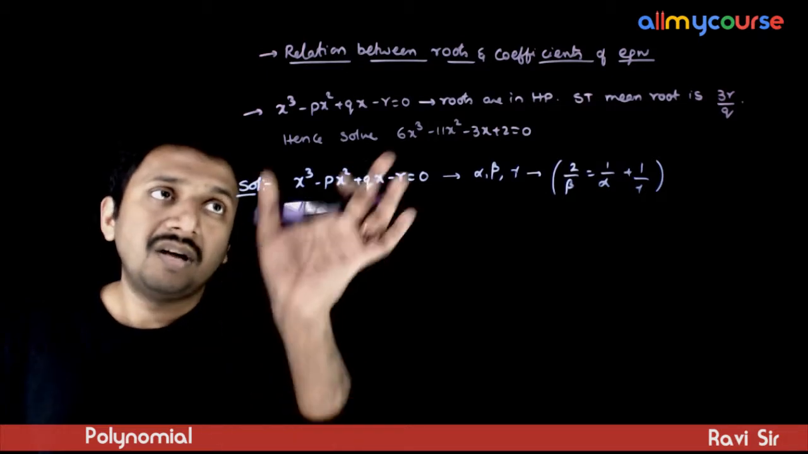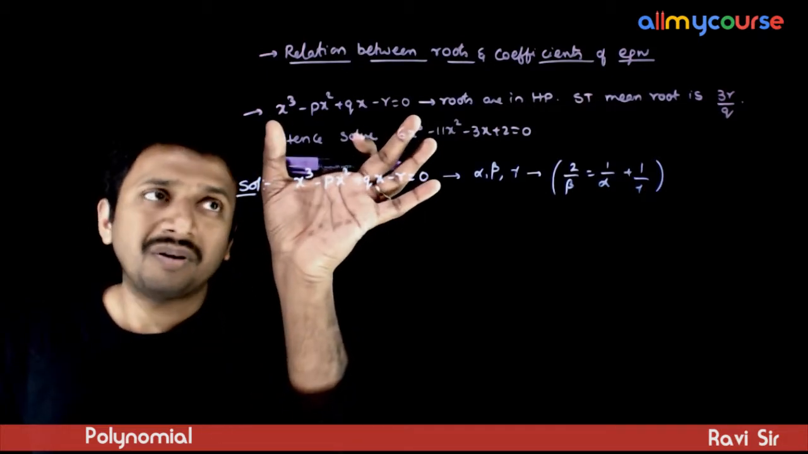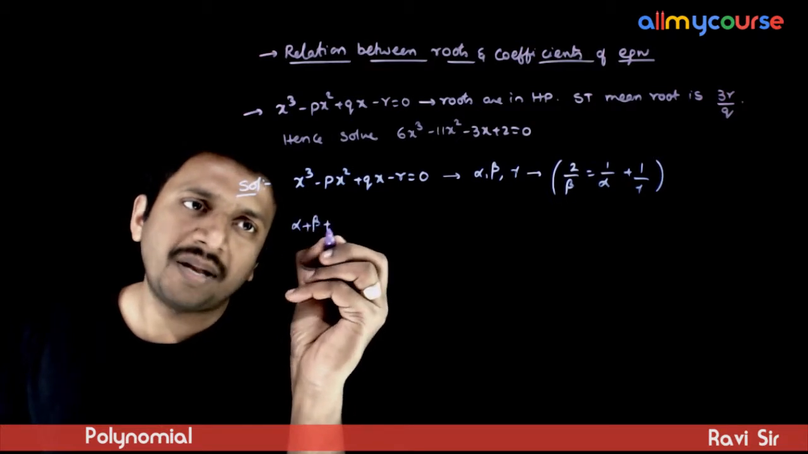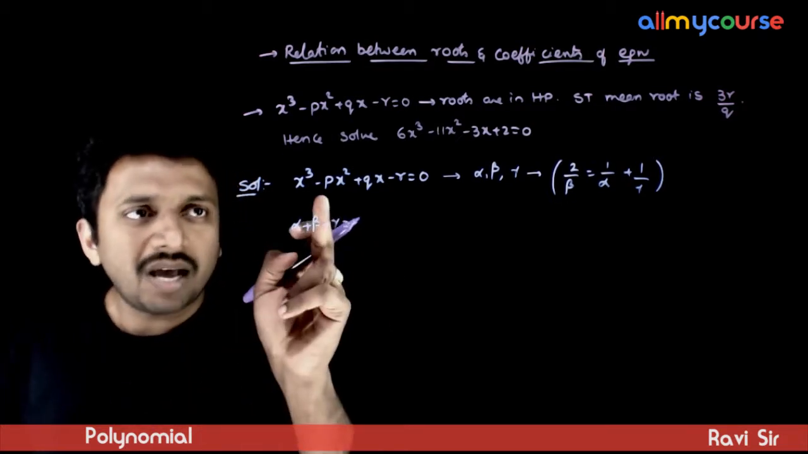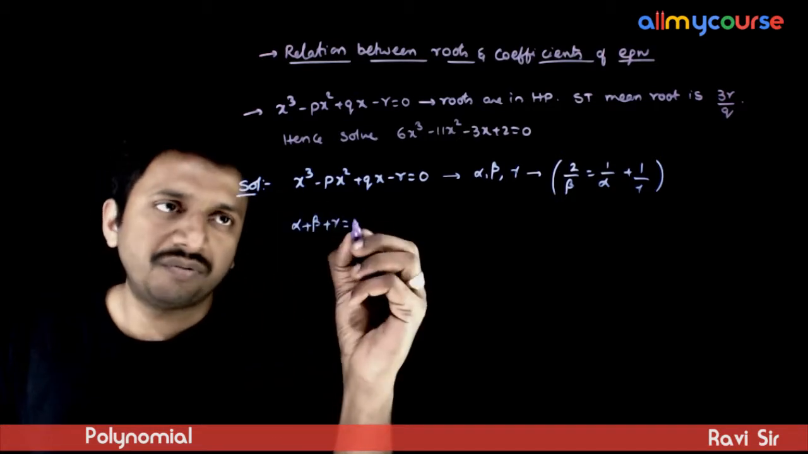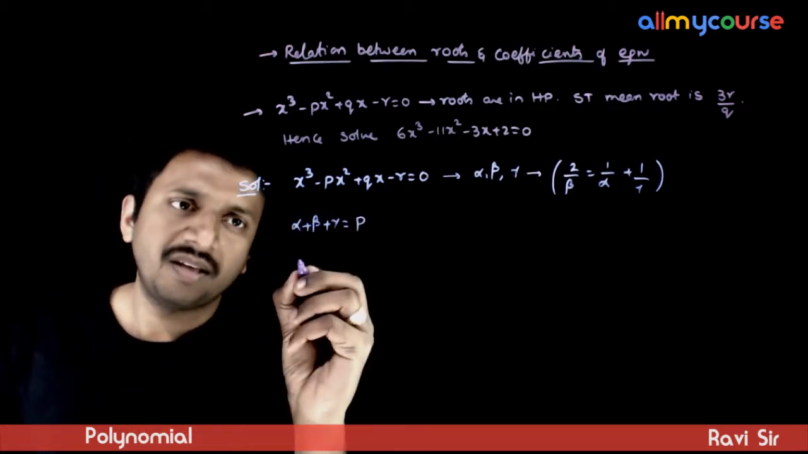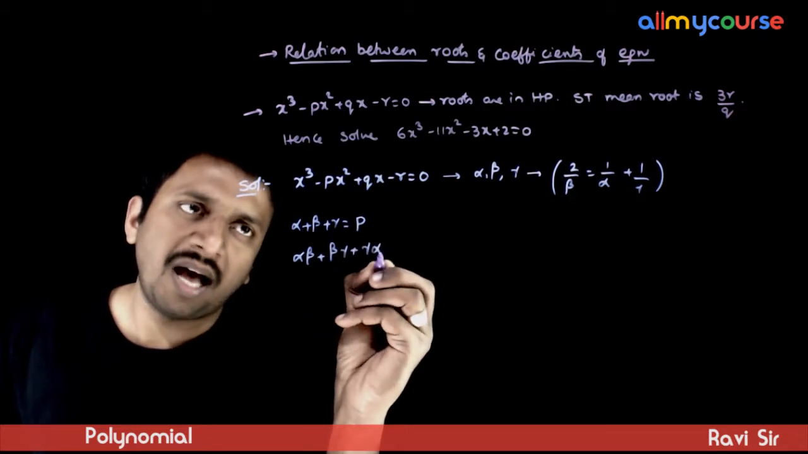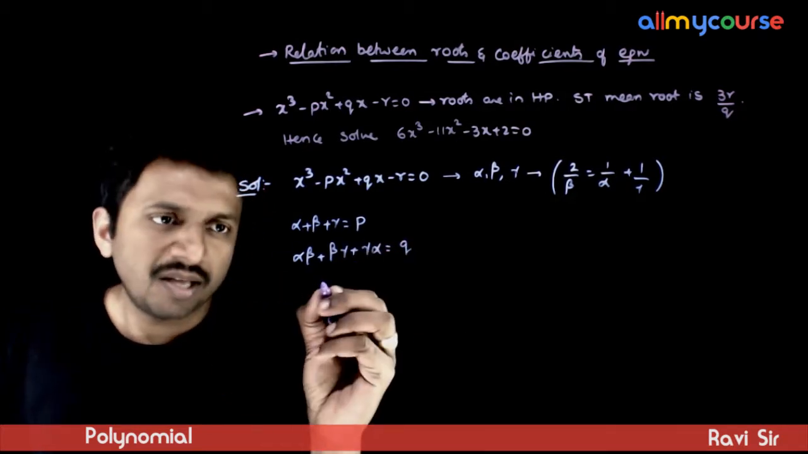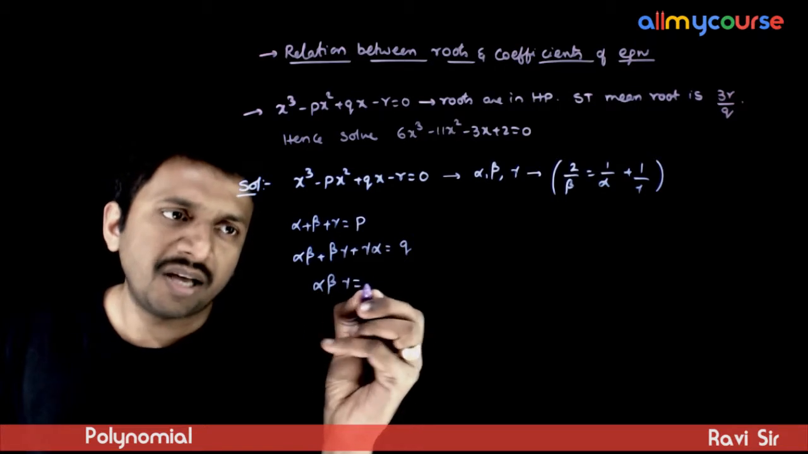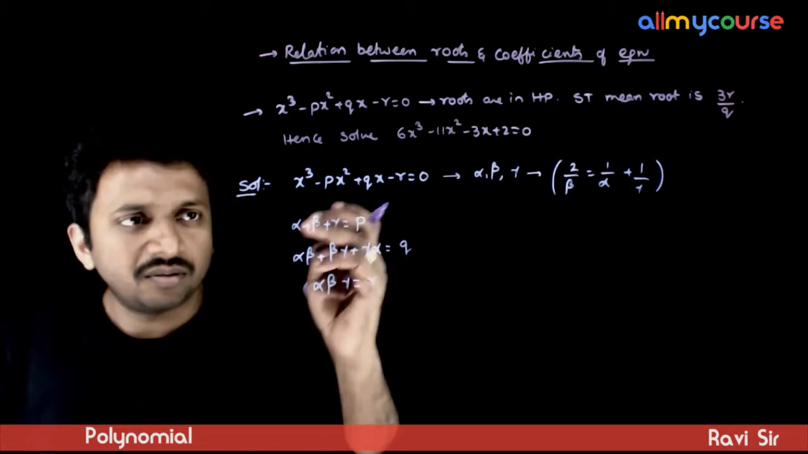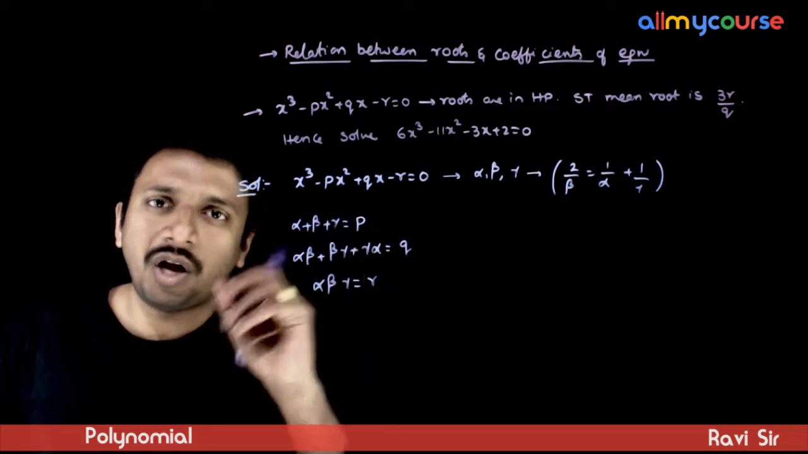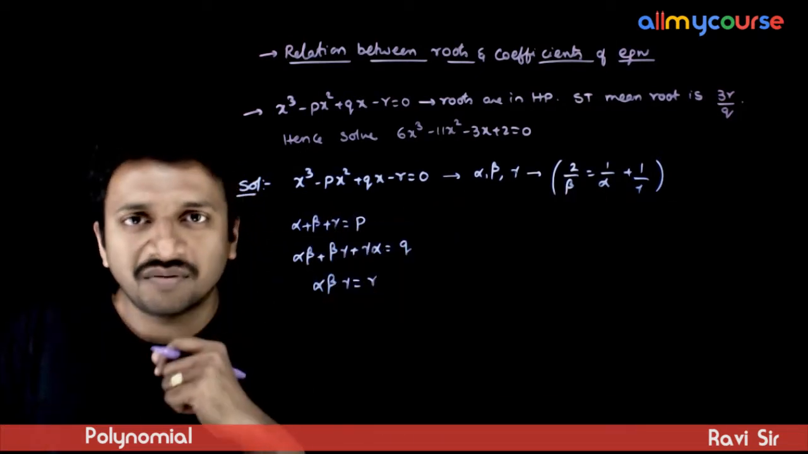Now, what are the conditions that we know for this equation? Alpha plus beta plus gamma is equal to minus of second coefficient by first coefficient, which is equal to p. Alpha beta plus beta gamma plus gamma alpha is equal to q. Alpha beta gamma is equal to r. So these are the three conditions which we already know. This is the condition which is given.